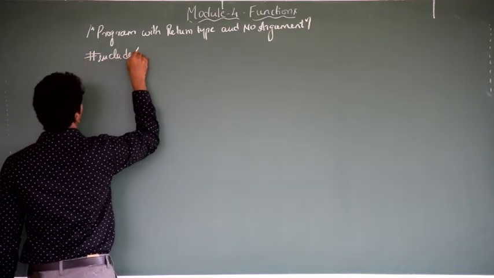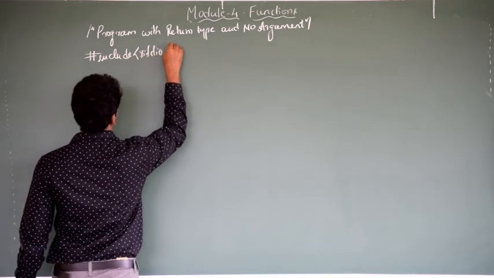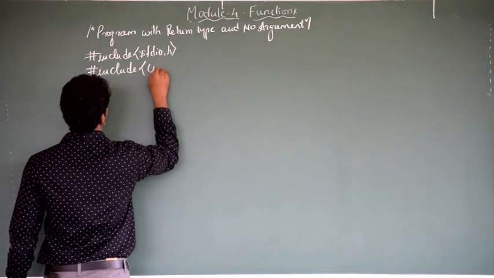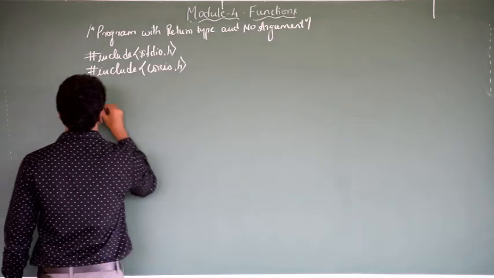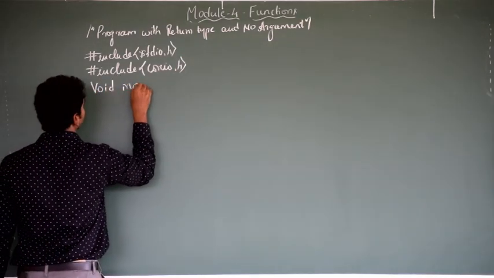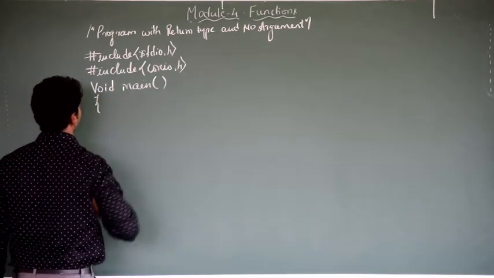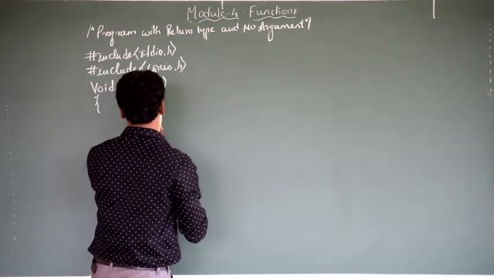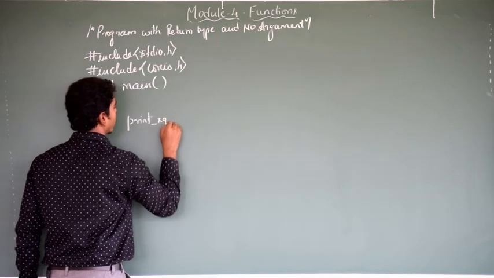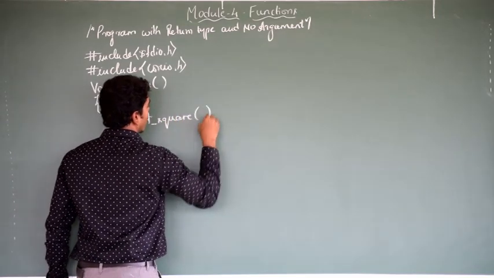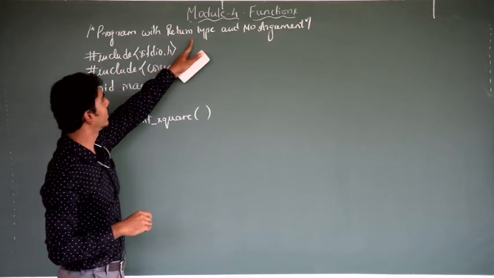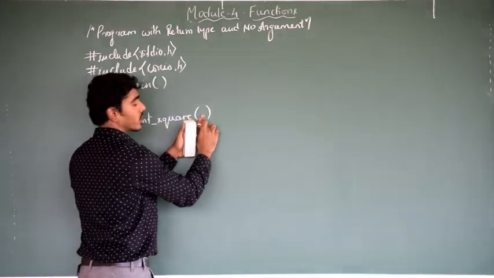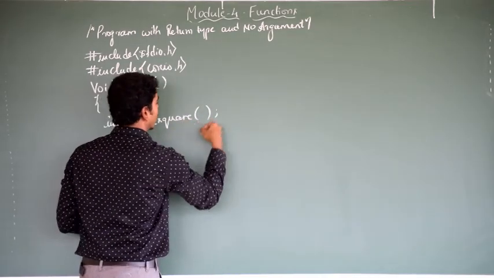Let me include the header files. Let me write the main function, very much important for any C program. Function prototype, it is print underscore square. And since this is a program which is going to have a return type and no argument, let me have the return type as int and no argument, so there is no parameters within these braces. This is a function prototype.